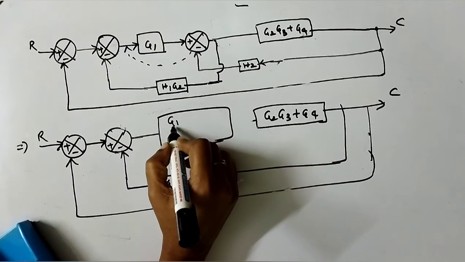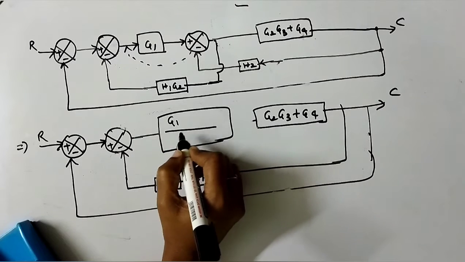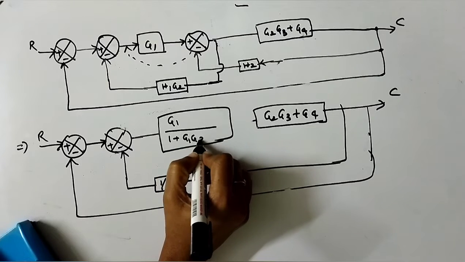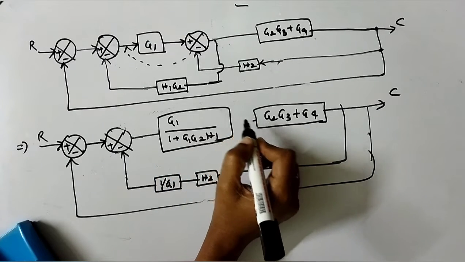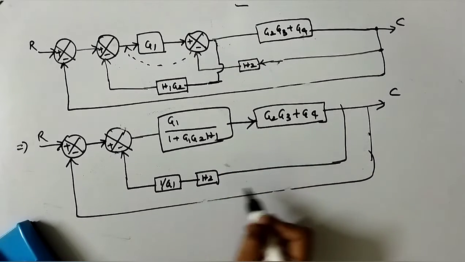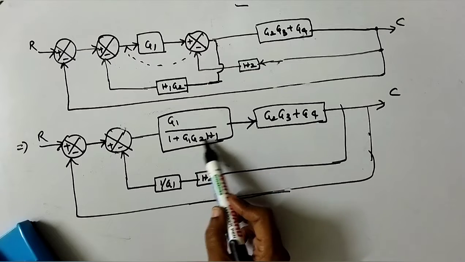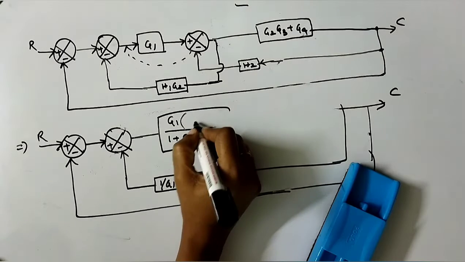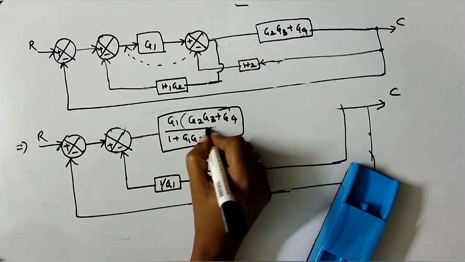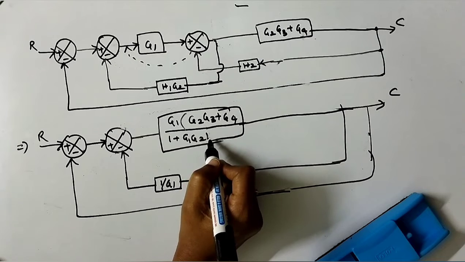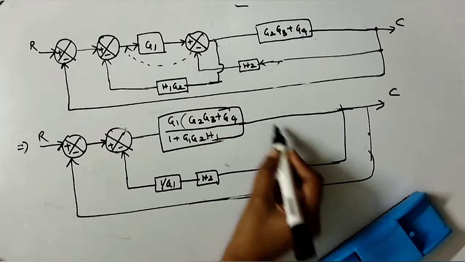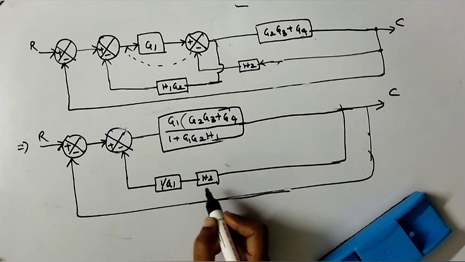That gives G1 by 1 plus G1 G2 H1, followed by G2 G3 plus G4. Now again combine these two because both are in cascade: G1 into G2 G3 plus G4. This is G1 G2 into H1. You can eliminate this particular feedback loop.